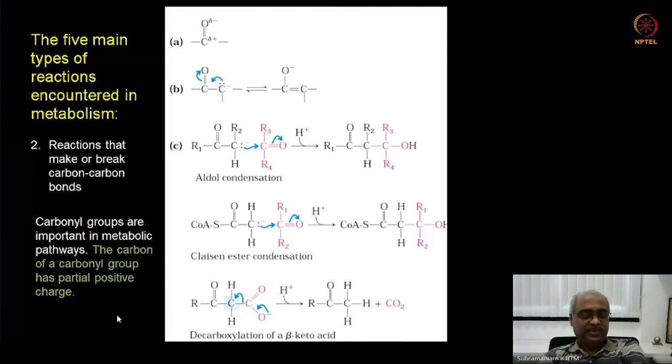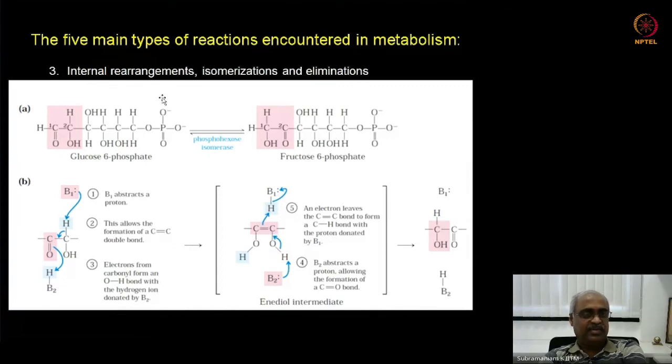So the third type of common reactions that we see are internal rearrangements. The one that I was constantly telling you about: glucose 6-phosphate to fructose 6-phosphate. You see this from the previous discussion, the carbonyl group is transferred from the first carbon to the second carbon in fructose. This aids in the cleavage here.